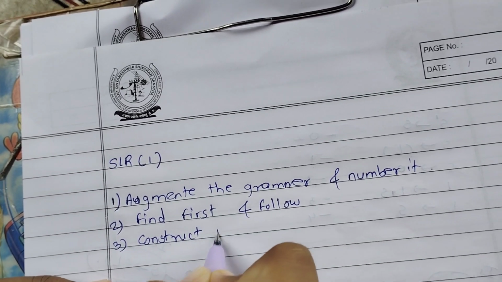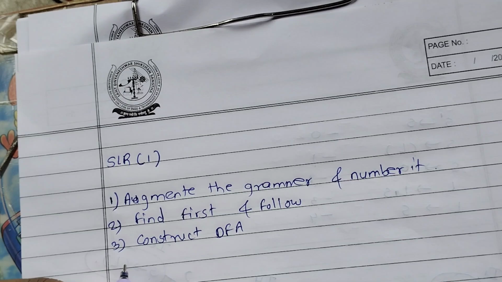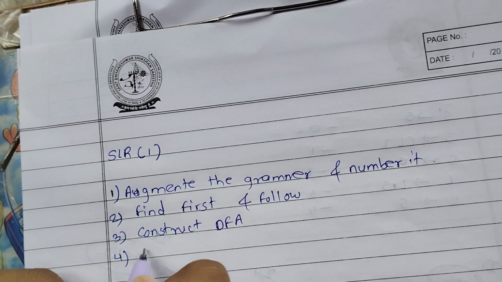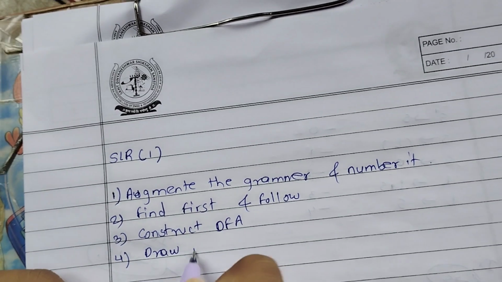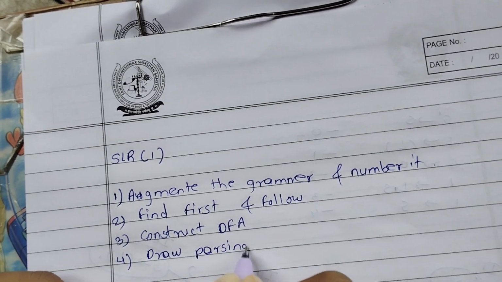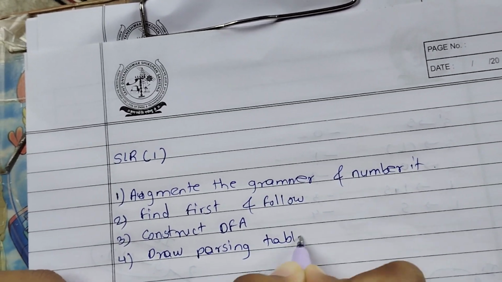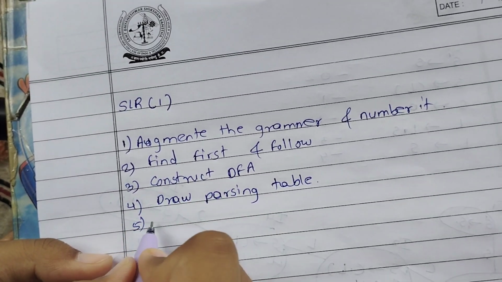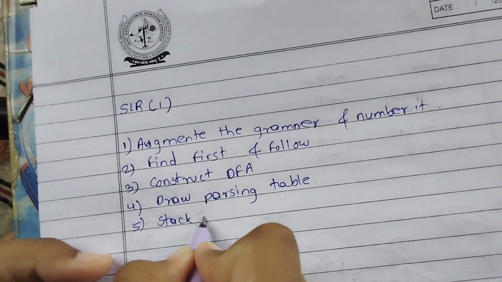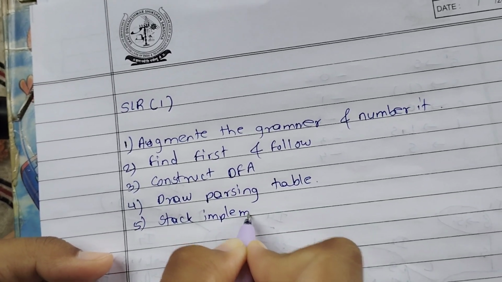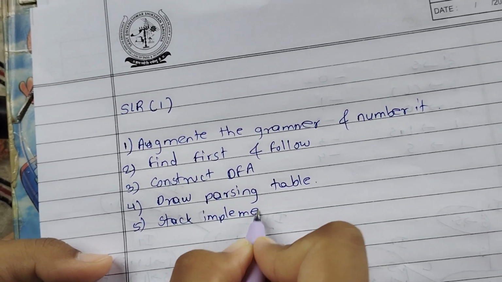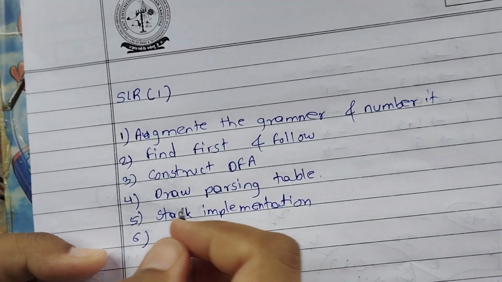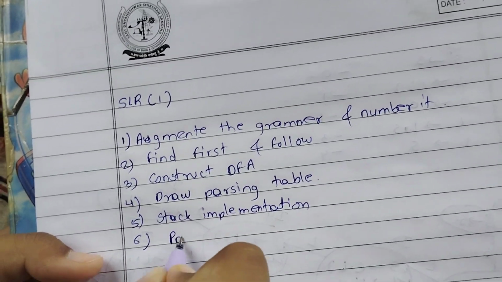Construct the DFA. Fourth one is draw the parsing table. Fifth one is stack implementation. And the last step is the parsing tree.